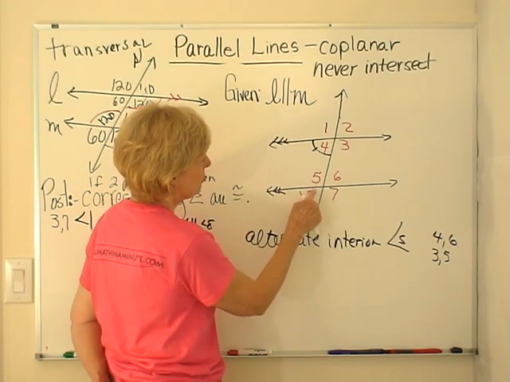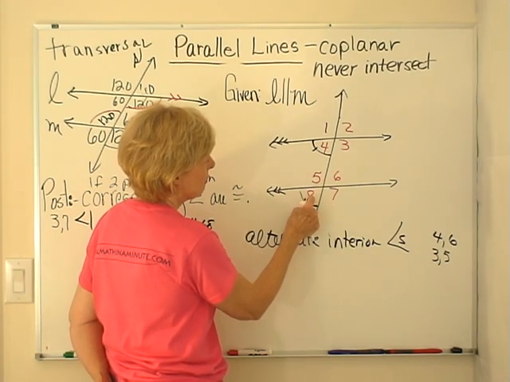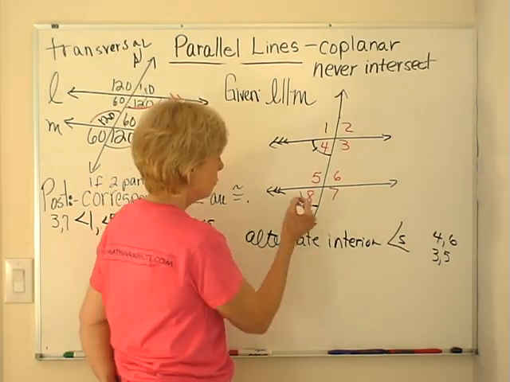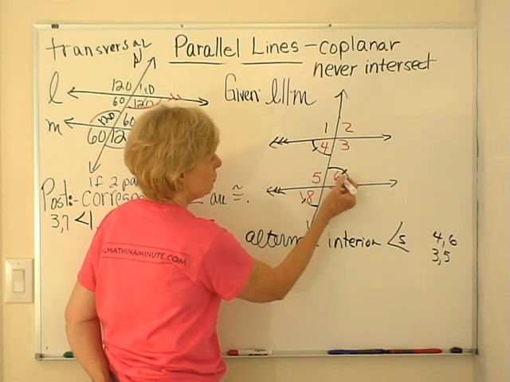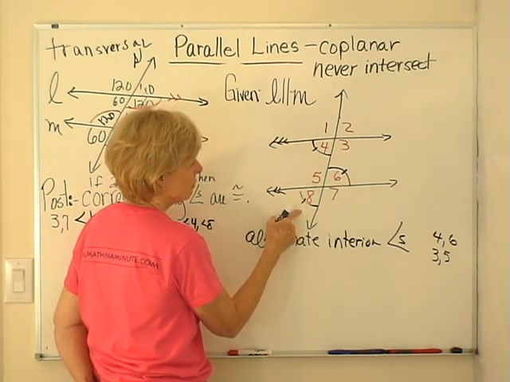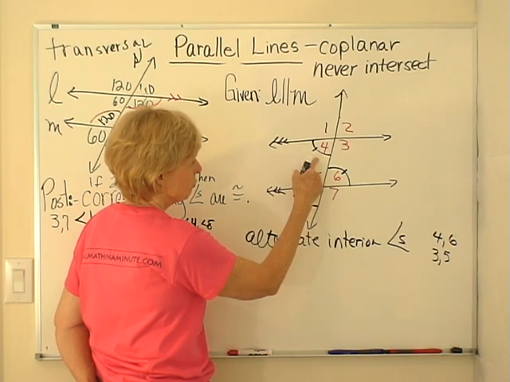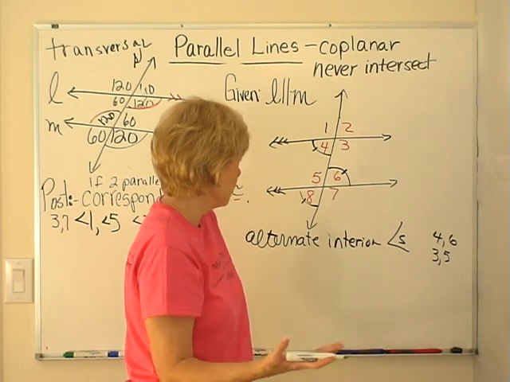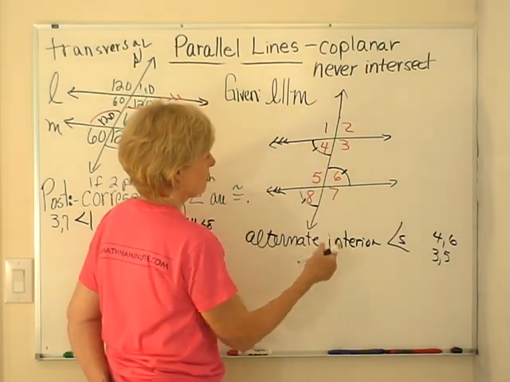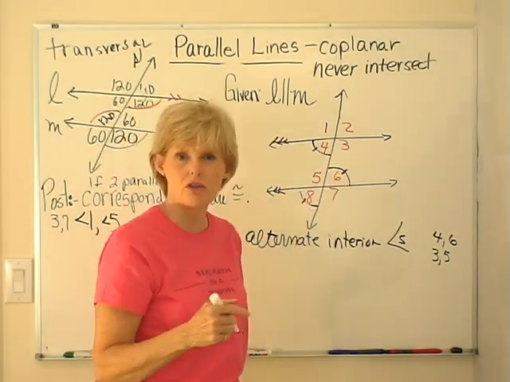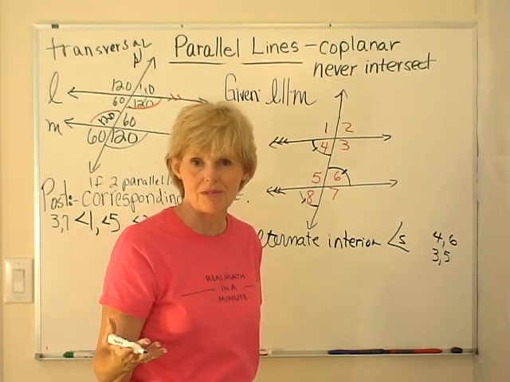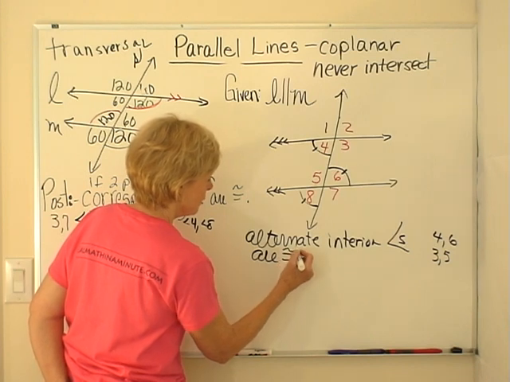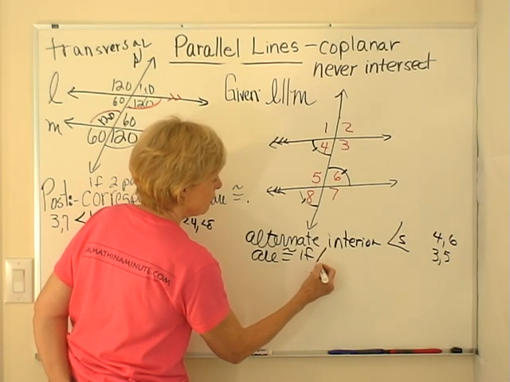Yes, we can, because what about 6 and 8? Right, 6 and 8 are congruent angles because they are vertical. So 8 and 6 are congruent. So now look what we've got. 4 is congruent to 8. 8 is congruent to 6. So 4 is congruent to 6. Two things congruent to the same thing have to be congruent to each other. So 4 is congruent to 6, 3 is congruent to 5. Alternate interior angles are always congruent if lines are parallel.